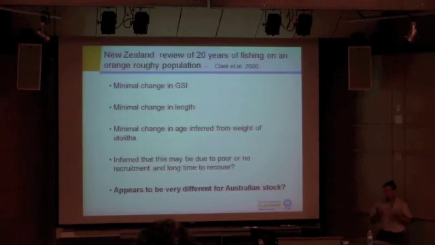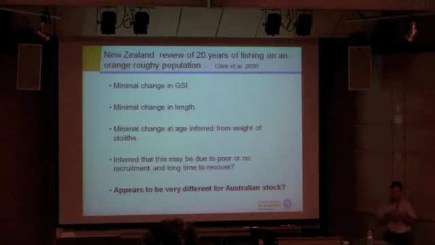Now, I'd like to contrast this with a study that was done in New Zealand, which is after 20 years of fishing, where they found no change in the GSI, the gonad index, whereas, funny enough, we didn't see much either. It was actually the atresia or the viable eggs that had changed. There was minimal change in length they observed, and again, we haven't seen change in length, but we've seen a major change in the age structure.